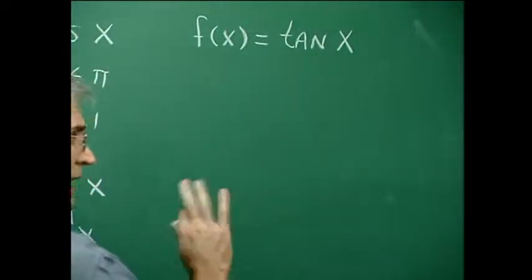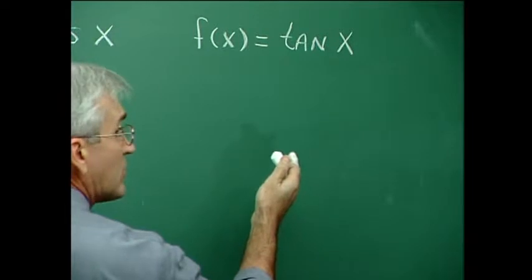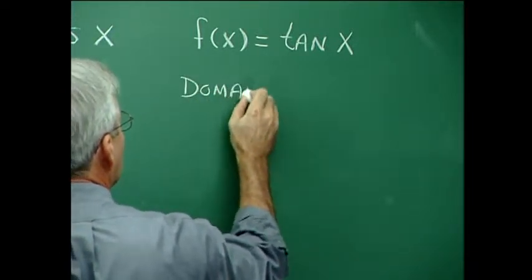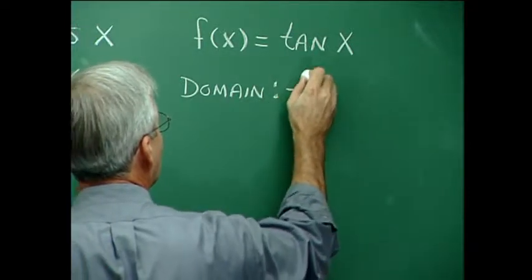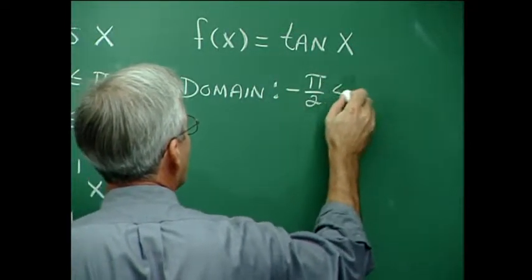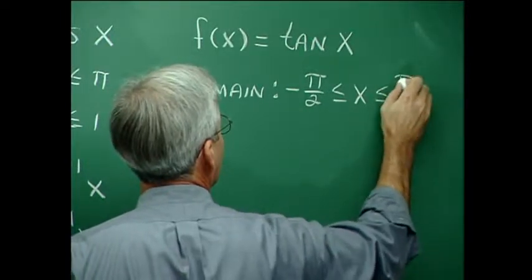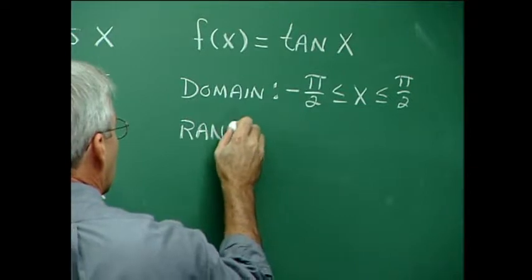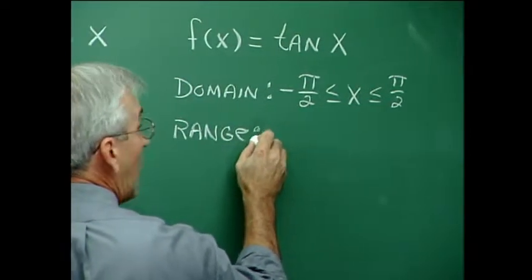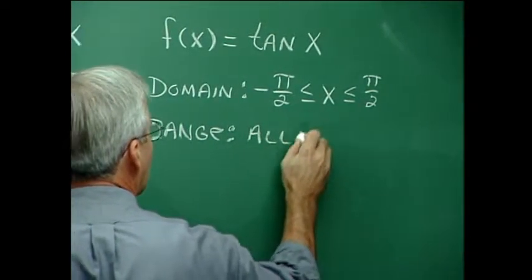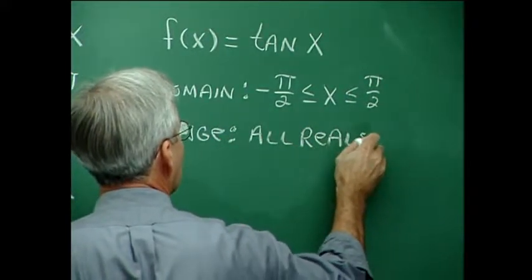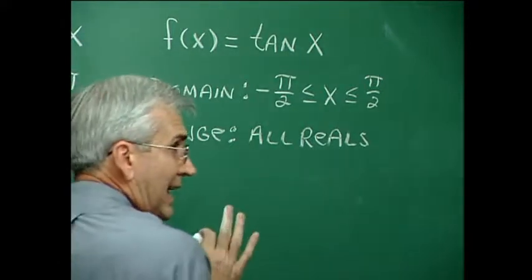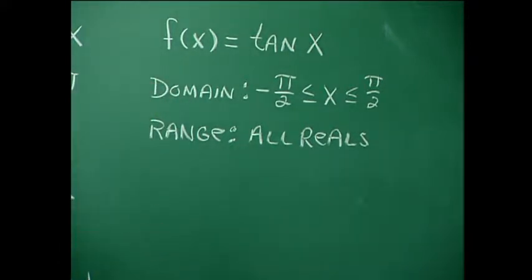Now, but domain and range are a little different with tangent. Remember that the domain we're limiting to -pi/2 to pi/2. But the range, y values that are on the graph, all real numbers, because that graph just goes out of sight, up and down. Okay, here's how that'll change things on the inverse.